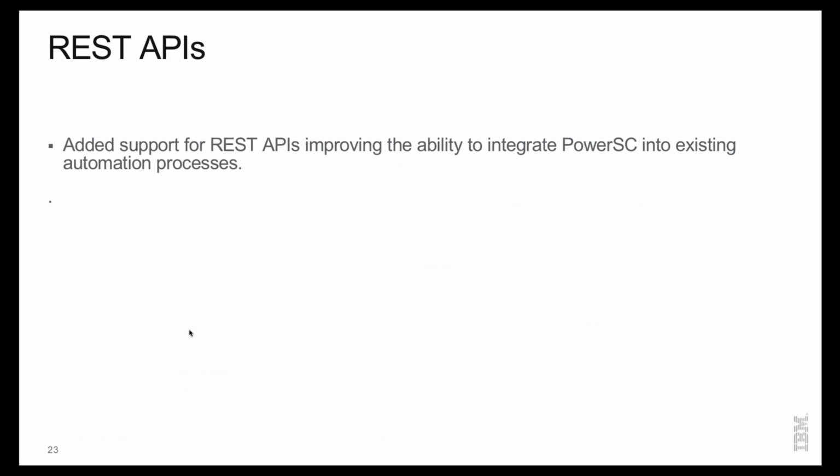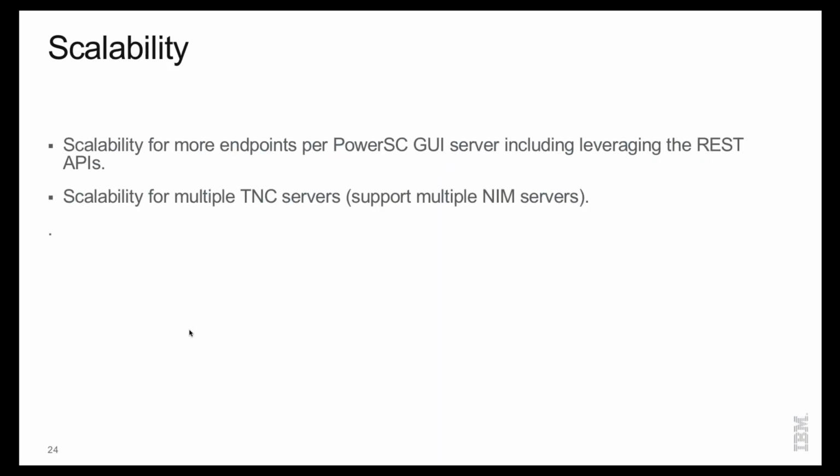Another completely different feature provided in this recent release is REST API support. Some customers have their own applications developed in-house to monitor the environment. If you have that type of REST API-based solution, you can now connect into the PowerSC GUI to use your homegrown application to interact with the PowerSC GUI. Scalability: it has excellent scalability, and there is now more scalability support for multiple TNC servers in the TNC layer. Okay, so I'm going to quickly run through this demo.